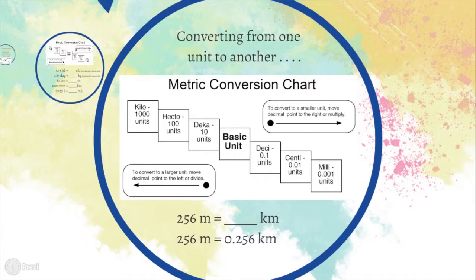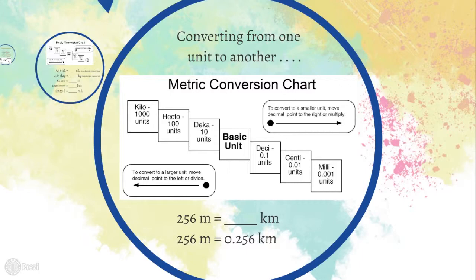So first you look at your starting unit. Compare it with your ending unit. If the ending unit is to the left of the starting unit on the chart, move your decimal to the left. Count the number of spaces between the units you're converting, and that's how many places you'll move the decimal. If your ending unit is to the right of the starting unit, move your decimal point the correct number of spaces to the right.